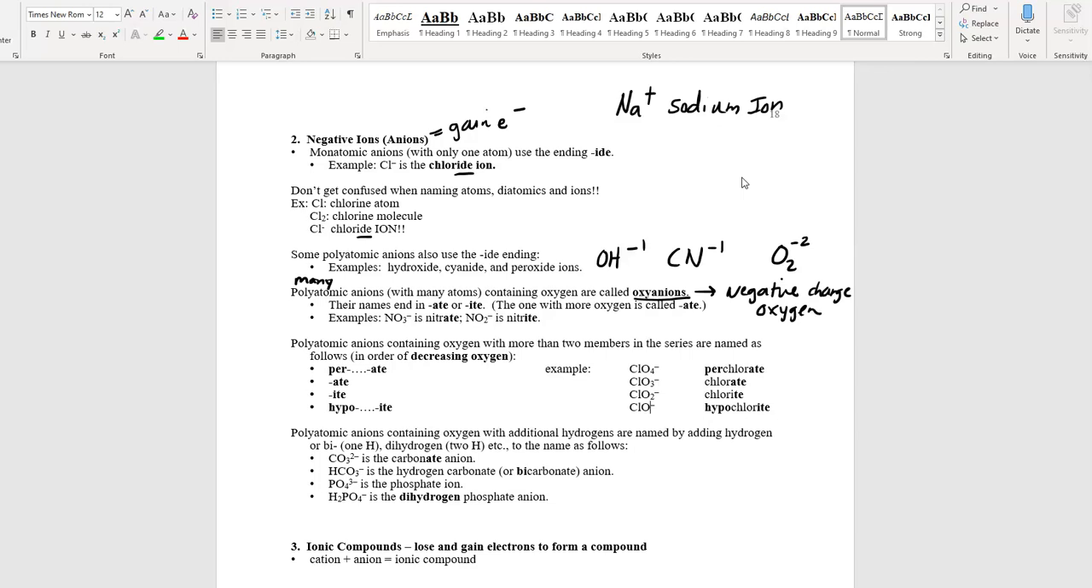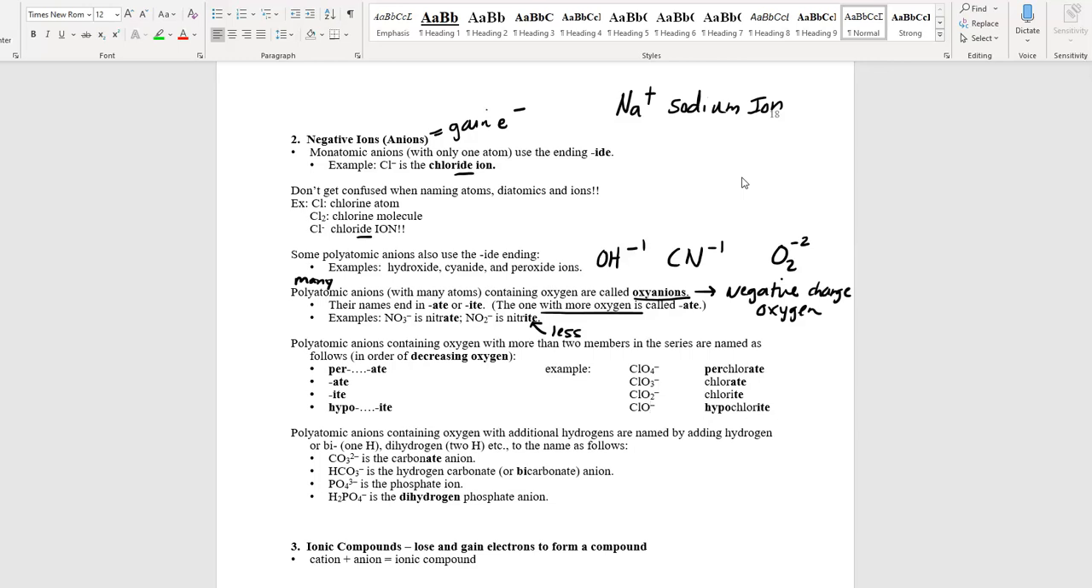Okay, now how many oxygens? Well, that depends on the name. Now, we don't really go too much into this in honors and CP, but you do need to understand the difference between ATE and ITE. The one that actually has more oxygens is ATE. The one with less oxygens is ITE. Like I said, you only see 2 polyatomics with IDE endings, but the other 2 is either ATE or ITE. And here's the cool trick with it too.